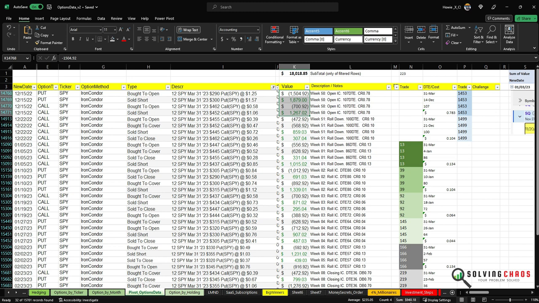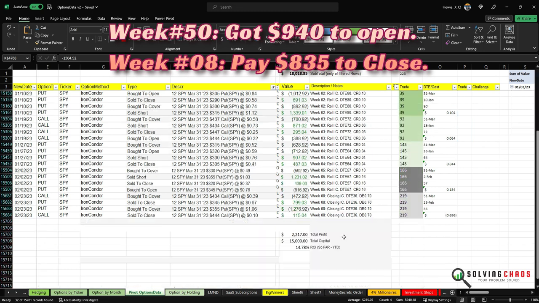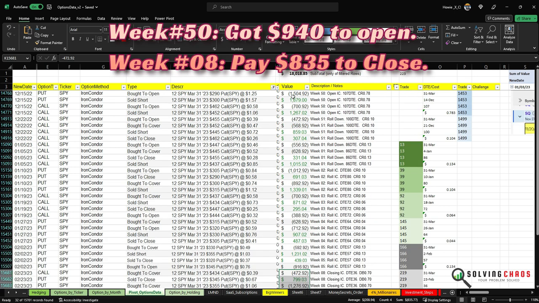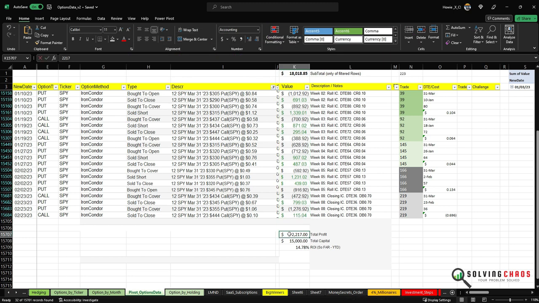I opened this particular trade, and I only collected $940 up front. So this looks like, well, how the heck did I make money if we collect only $900 up front, and then if you close it, you have to pay 835 bucks. And this is where the spreadsheet helps. Just do this. Just roll it all the way down here. 801.70. So on this one, 801.70. That's the total profit.